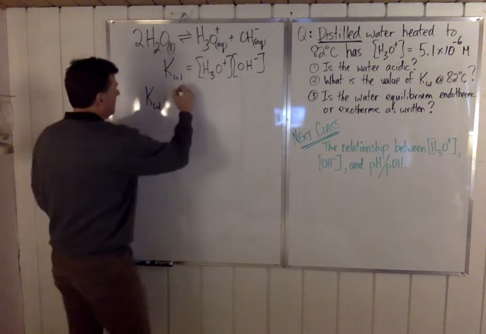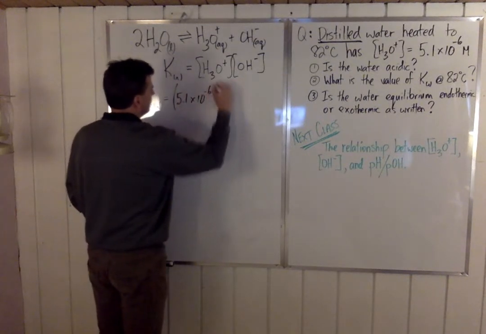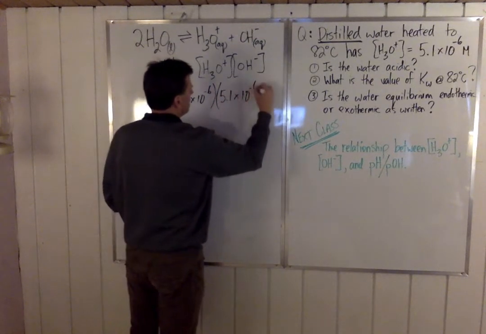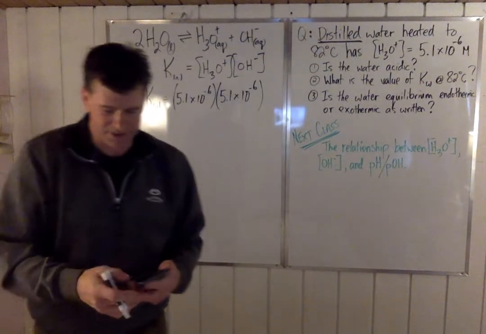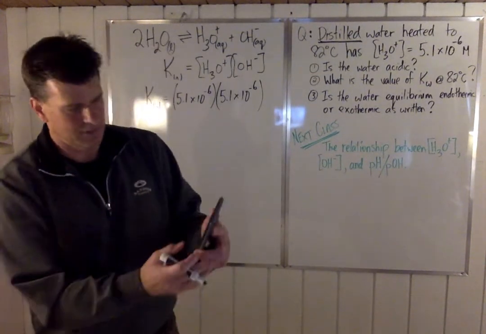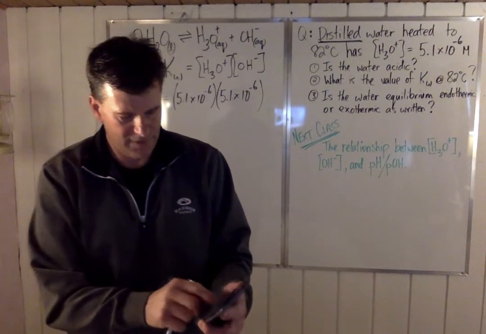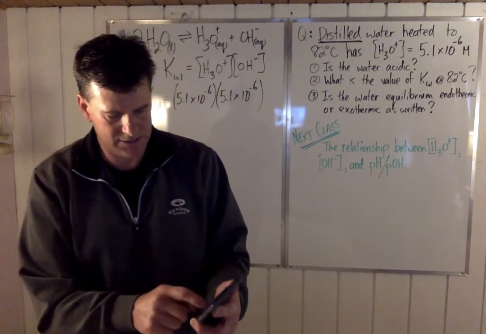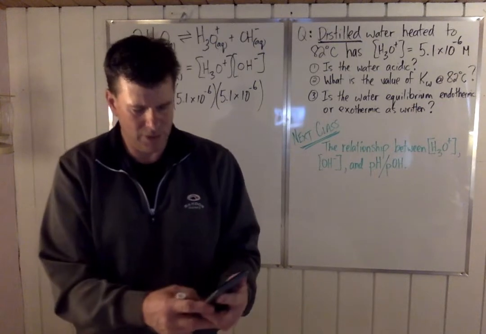So the value of Kw is calculated by 5.1 times 10 to the negative 6 times 5.1 times 10 to the negative 6. And so if you take 5.1 times 10 to the negative 6, and I am squaring it.